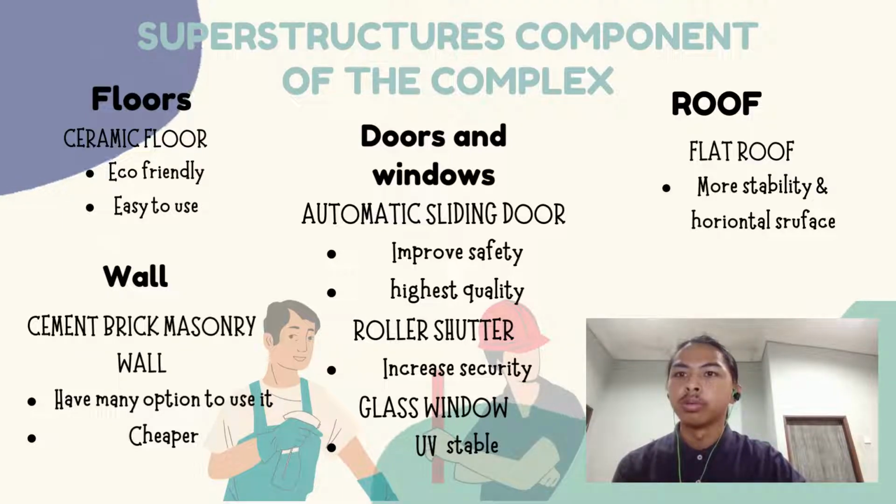Next, we go to doors and windows. For doors, automatic sliding doors have been chosen because automatic sliding doors tend to provide a safe, convenient environment for everyone when properly installed and inspected on a regular basis. The safety of the building will be guaranteed, protecting the building from any attackers if the automatic sliding door was chosen.